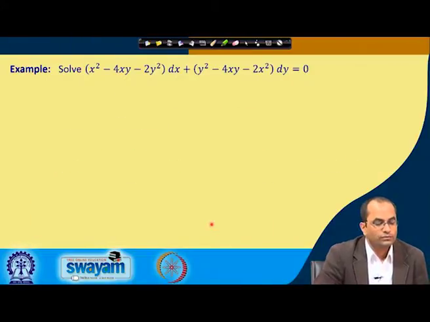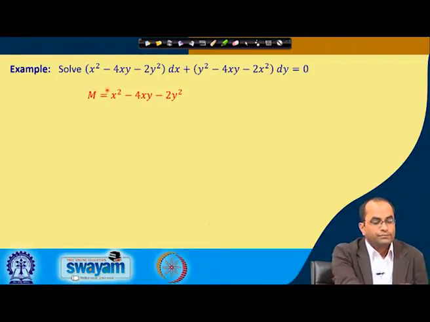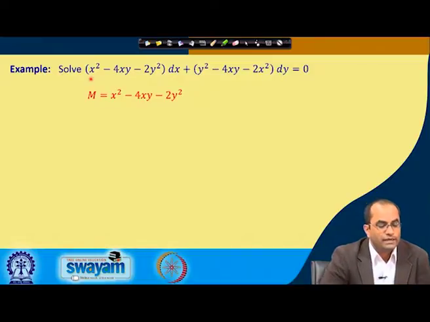Okay, so let us go through the example here. We take (x² − 4xy − 2y²) dx + (y² − 4xy − 2x²) dy = 0. So, the first part here is M, x² − 4xy − 2y², and the second part here is N. So, we have this M and N in the given differential equation.